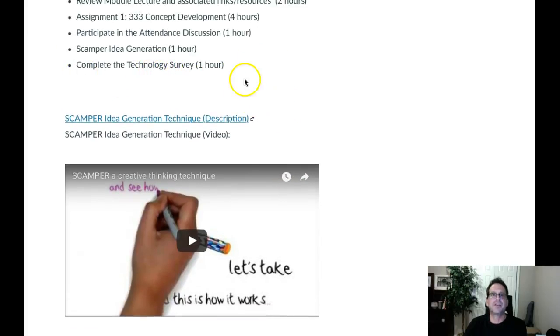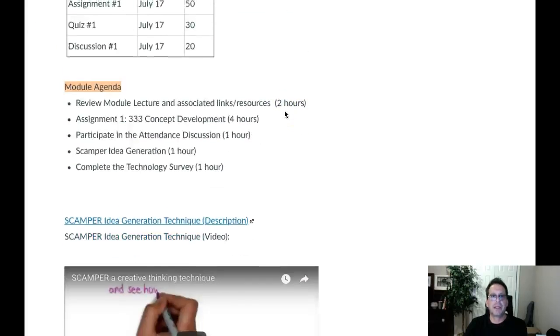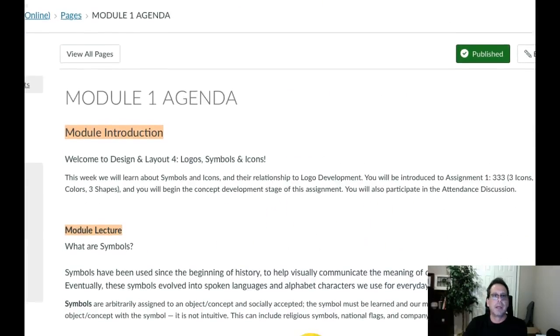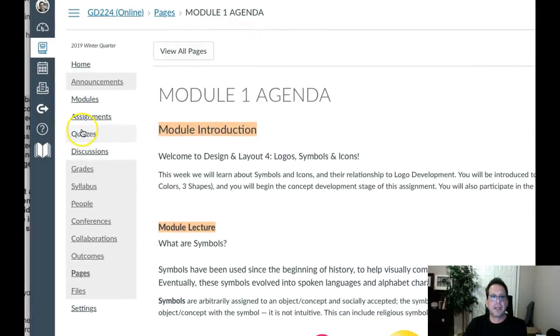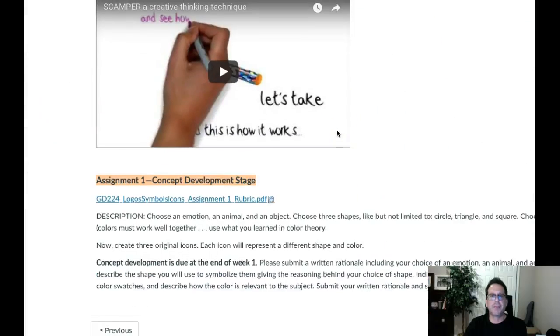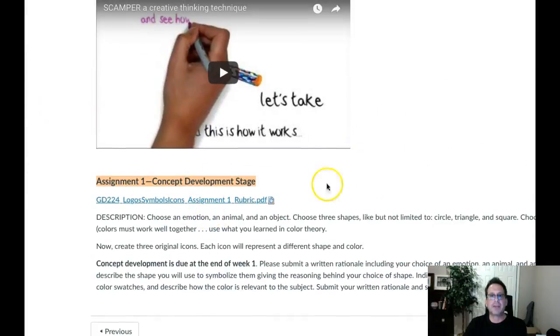Complete the technology survey. That technology survey is located right over here. It's located in two places. It's in the assignments, and believe it or not, it's also located in the quizzes. So don't forget to include that. Now, our assignment this week is the concept development stage of assignment one.